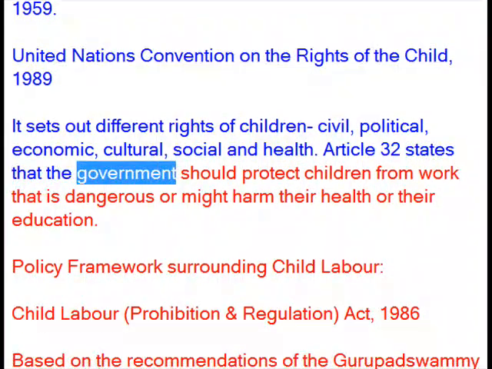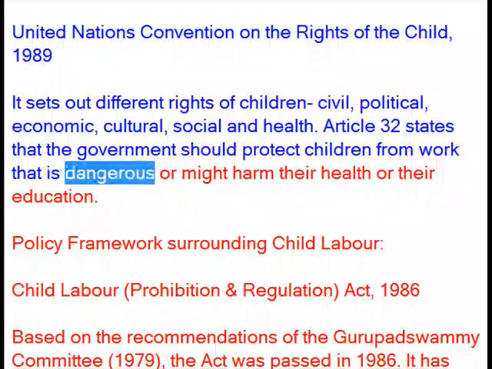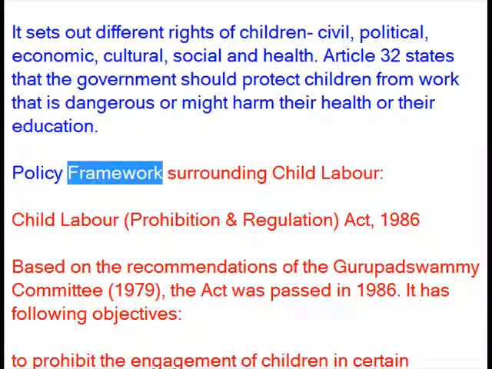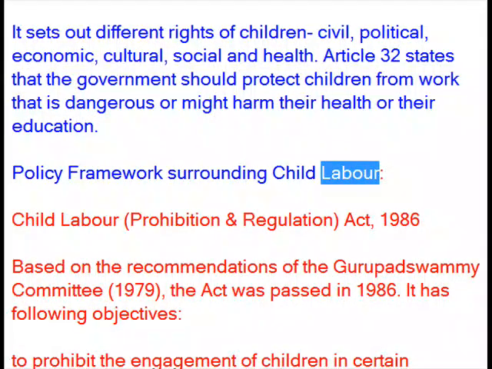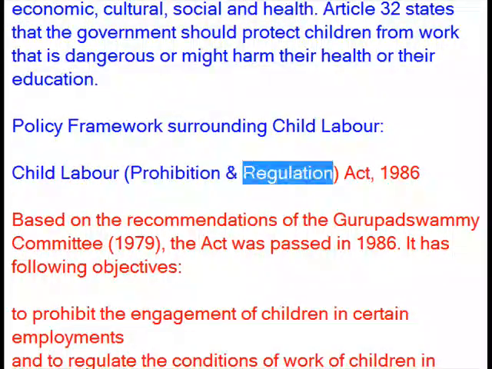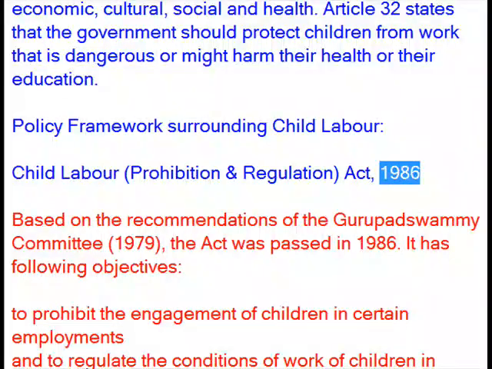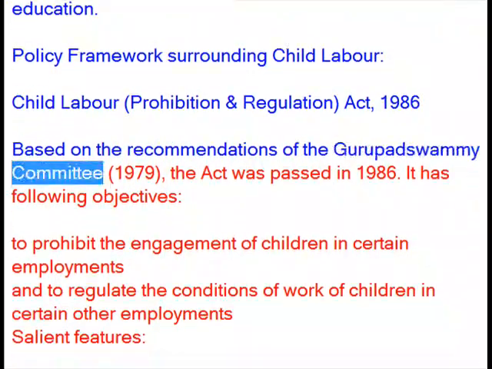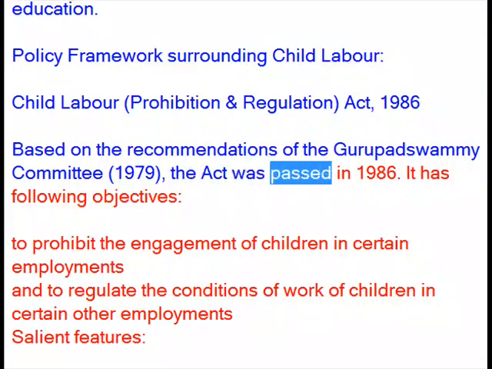Article 32 states that the government should protect children from work that is dangerous or might harm their health or their education. Policy framework surrounding child labor. Child Labor Prohibition and Regulation Act, 1986. Based on the recommendations of the Gurupadswamy Committee, 1979, the Act was passed in 1986.